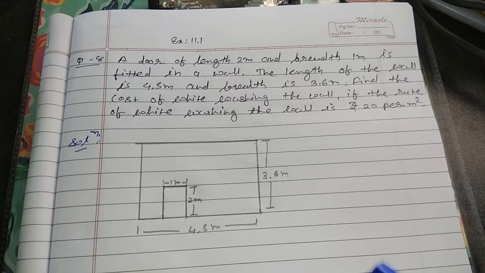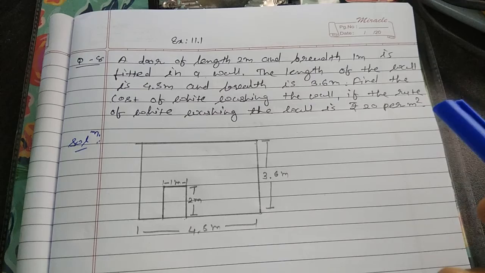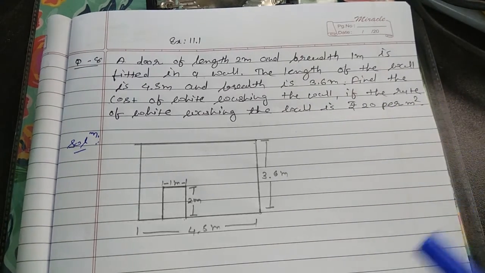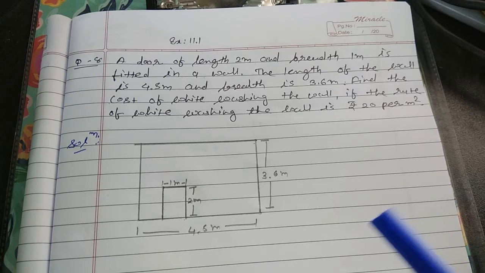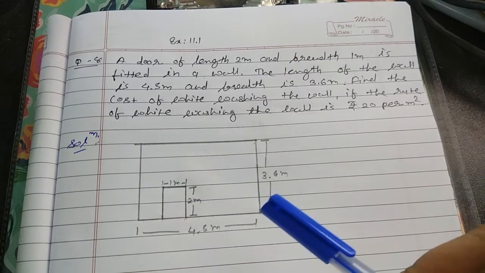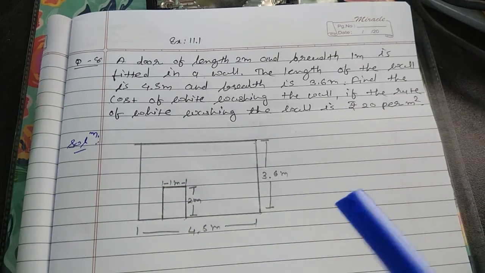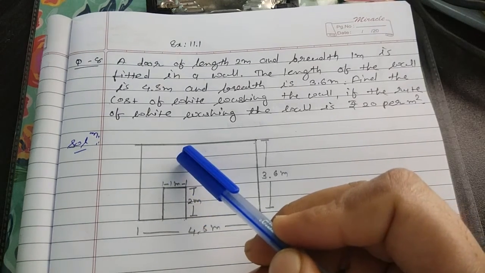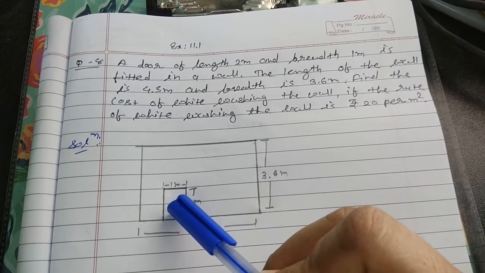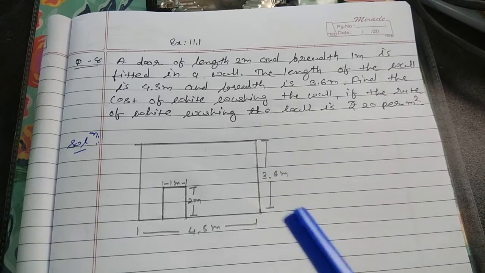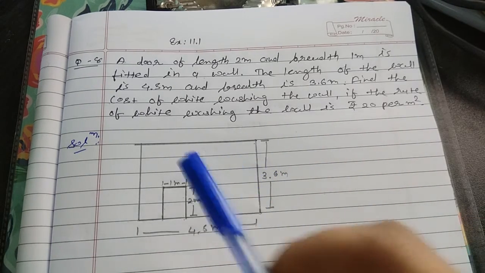Now what we have to find? We have to find the cost of whitewashing the wall, and the rate is also given to whitewash the wall, that is nothing but rupees 20 per meter square. Now here what we have to keep in mind, to whitewash the wall we have to first find the area of the wall, then we can find the cost of whitewashing the wall. Now keep in mind, when we whitewash the wall we do not have to whitewash the door.